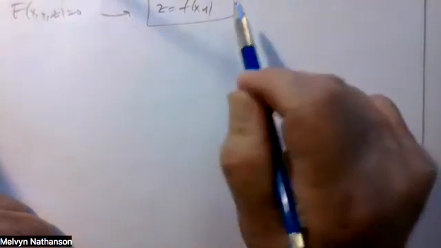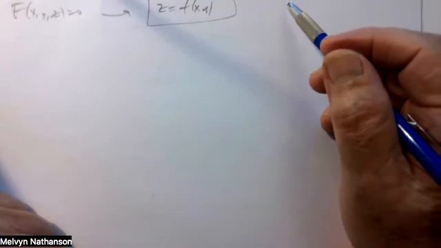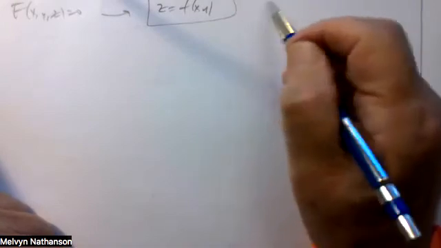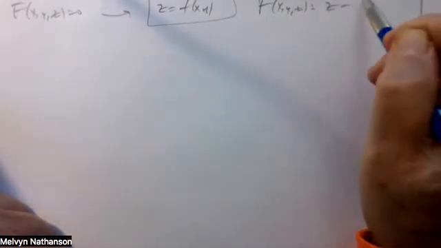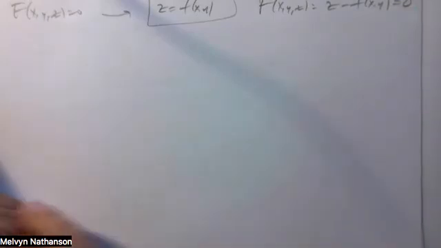But I can rewrite this in this form. If I have z equals f of x, y, I'm looking at all the points that satisfy that equation. That's exactly the same as looking at the function capital F of x, y, z equals z minus f of x, y, and I'm looking at all the points where that is 0. Right? This equal to 0 is exactly the same as this.